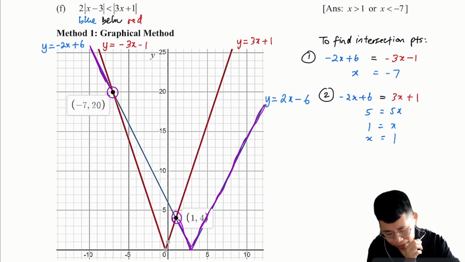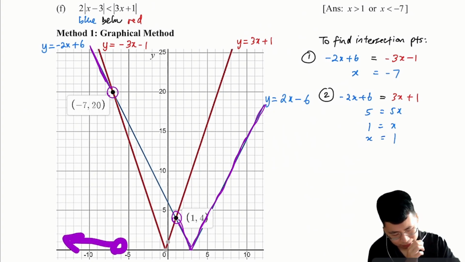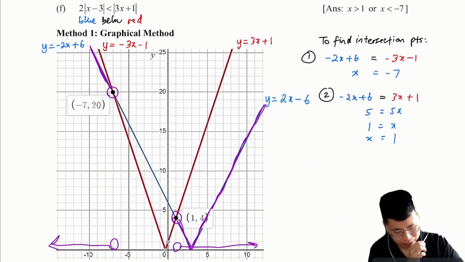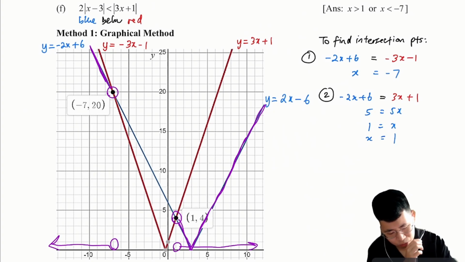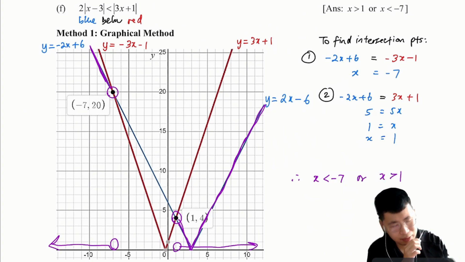Now, however, the x values that we're looking for are here. Okay, too big. Here, and sorry, I need to be a bit more precise here, and maybe from 1 here onwards, right? So the final solution would be x less than negative 7 or x greater than 1.